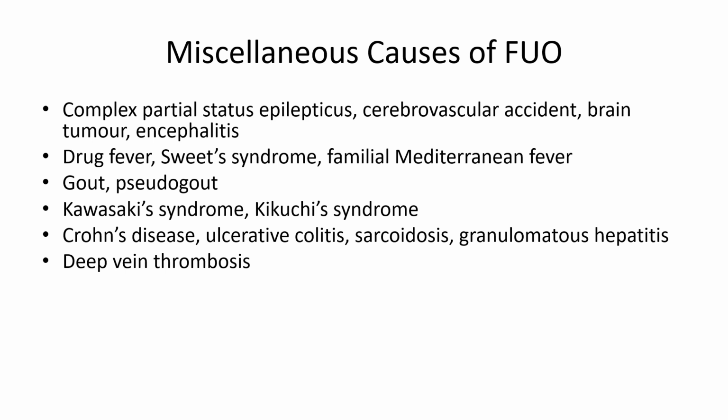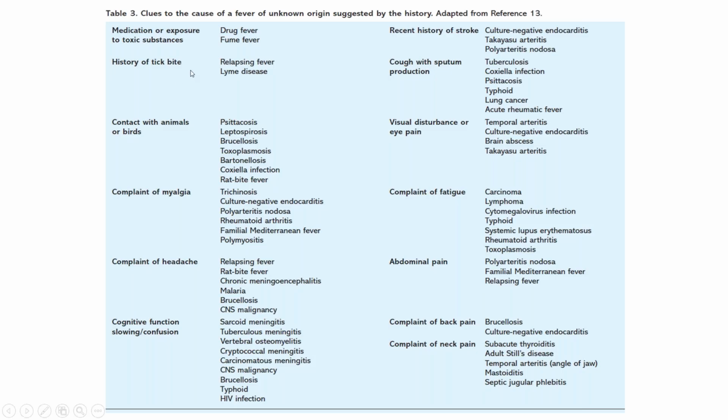Again, there can be clues. There are important clues which sometimes will help you in arriving at a diagnosis. If the patient has gone out hiking, hitchhiking in the months of summer and has been bitten by something, then you could think of a tick bite and then think of a tick fever. If the patient is working with birds or has contact with birds or animals, you will think of one of these causes. If myalgia is a prominent symptom, think of conditions like trichinosis, polyarteritis nodosa, polymyositis. These are some of the important causes which present with severe myalgias.